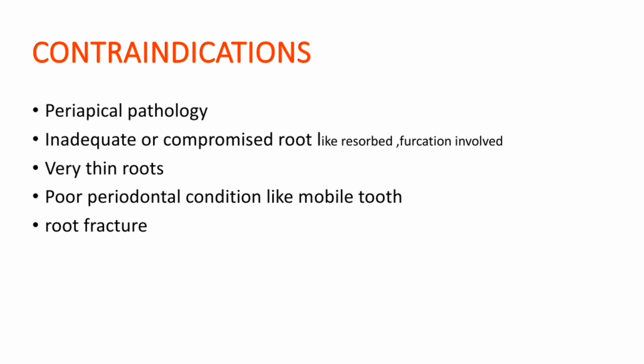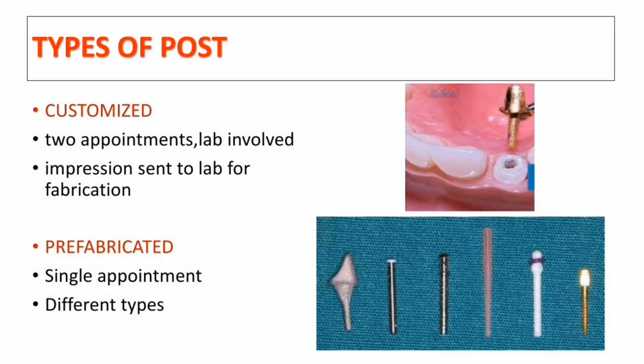So the contraindications: we have already talked about periapical pathology or any infection, and when there is an inadequate or compromised root, for example root resorption or furcation involvement, we cannot go for post and core in these cases. Next is when there are very thin roots or poor periodontal condition like a mobile tooth, or if a root fracture is present, then we will not give post and core.